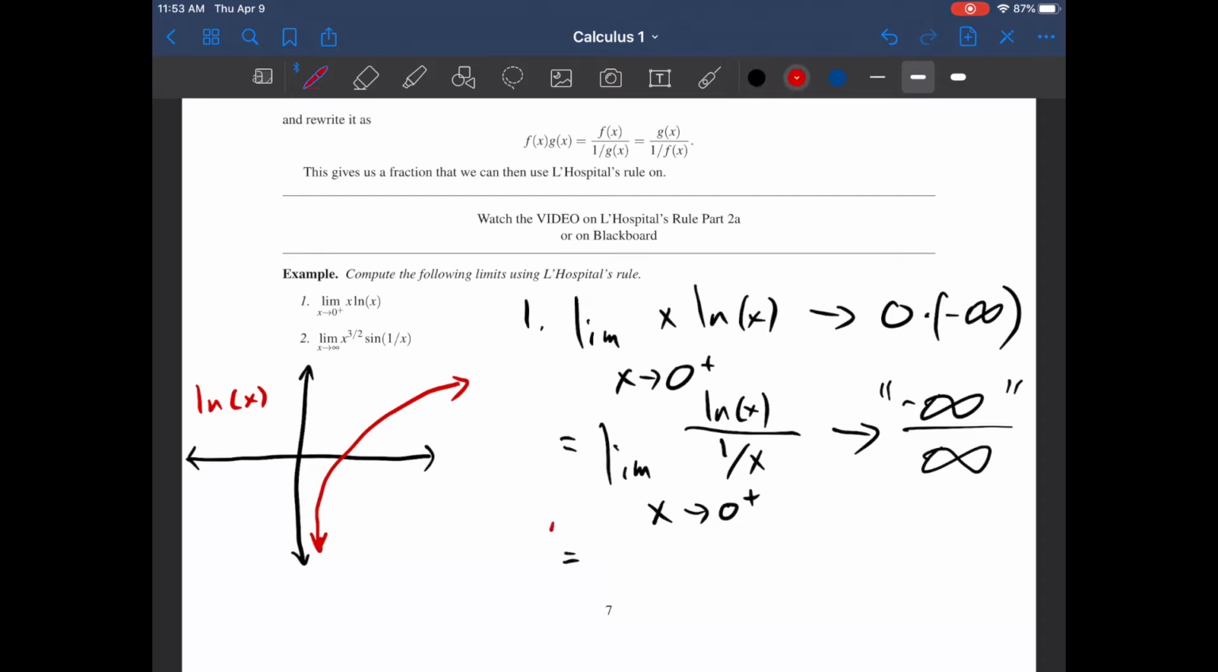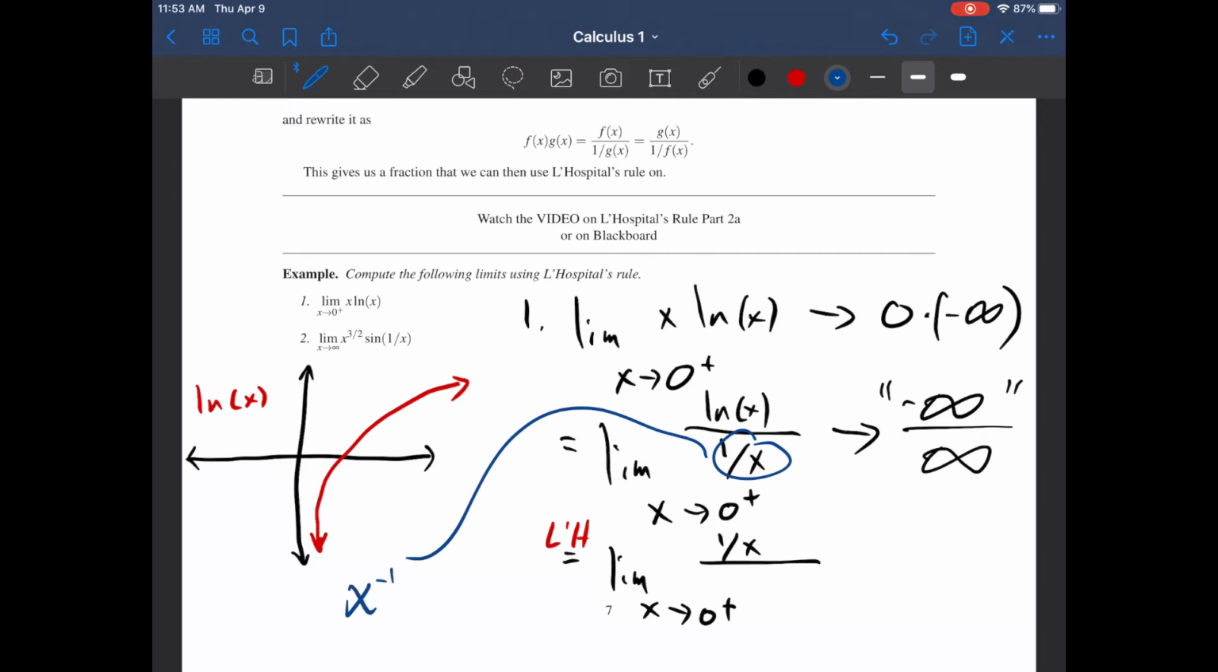So this is equal to, and I'll write the little LH to tell myself that I'm using L'Hopital's rule here. The limit, so let me write that in black. So the limit as x goes to 0 from the right, derivative of ln of x, we said was 1 over x, divided by 1 over x, which is the same as x to the minus 1, right? So when we take the derivative of that, it should be minus x to the minus 2.